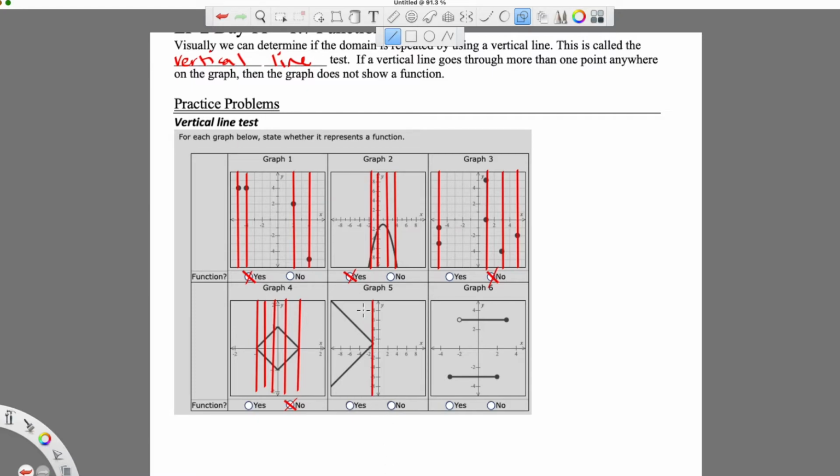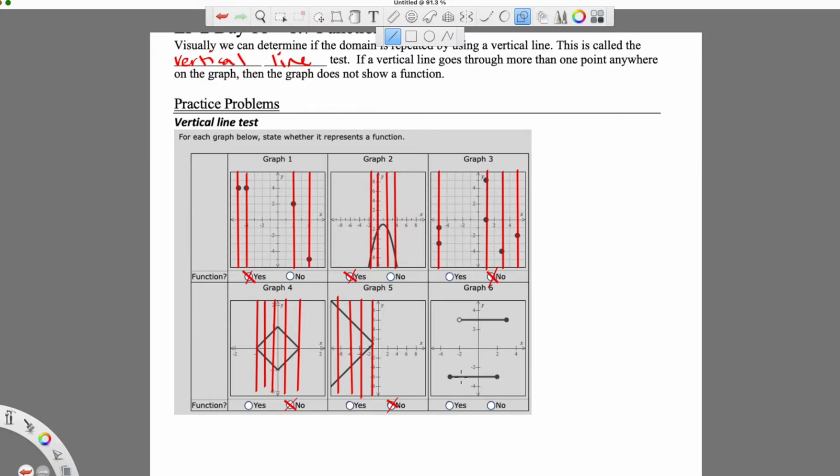But any other line that I go through is going to do that same thing that it did on the diamond. So this is almost kind of like we're looking at the side of the diamond, just kind of magnified there, much bigger. But it's going to go through at least twice anywhere else on this relation. So this one is a no.